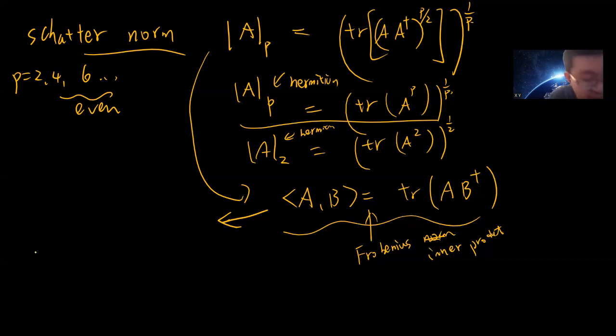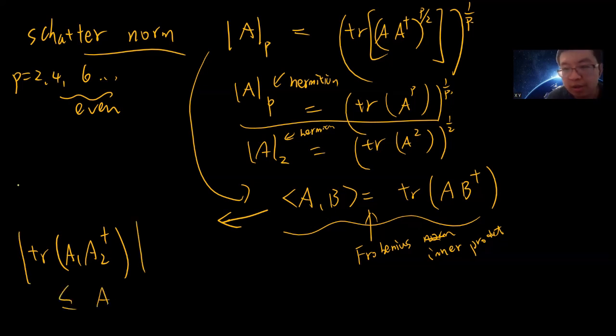So the Cauchy-Schwarz inequality tells you the trace of A1 A2 dagger. When I don't say otherwise, I mean general matrices, but when I focus on Hermitian matrices, I will tell you. For general matrices, it's easy to see using Cauchy-Schwarz, because it's valid for these products, so it's bounded by the 2-norm of A1 times the 2-norm of A2.